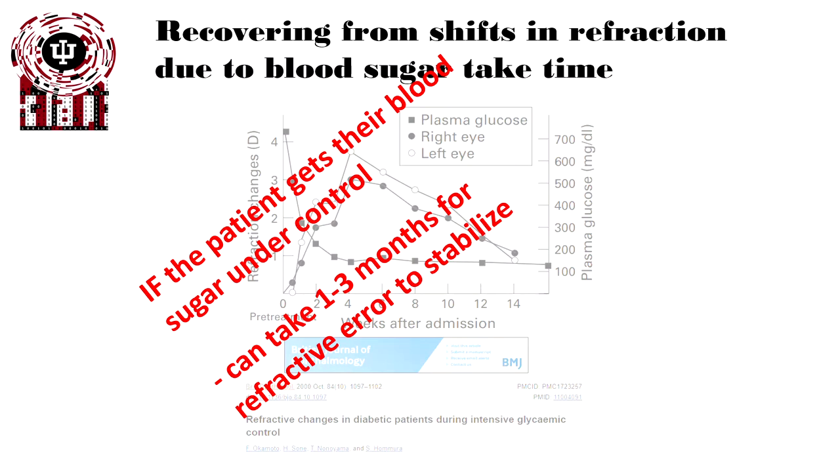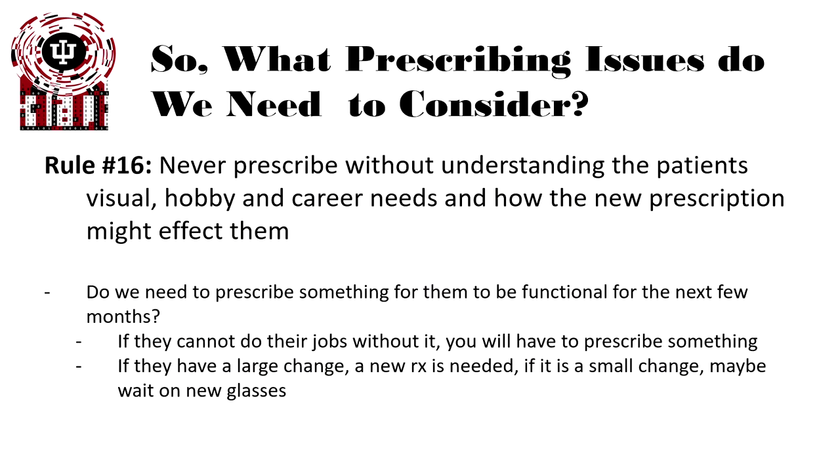If the patient gets the blood sugar under control, then we need to consider with our patients how long it might take them to stabilize. That might be 1 to 3 months, given the person's desire to actually control their blood sugar. So we need to consider some special issues with our diabetic patients. One of the things we should really consider is never prescribe without understanding the patient's visual, hobby, and career needs, and how this new prescription might affect them.